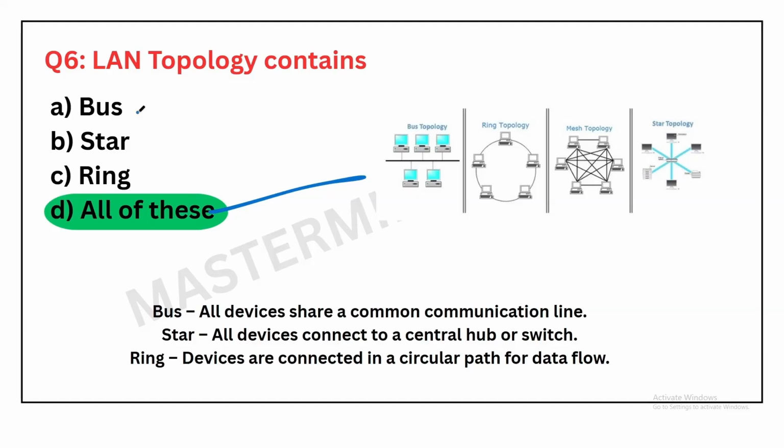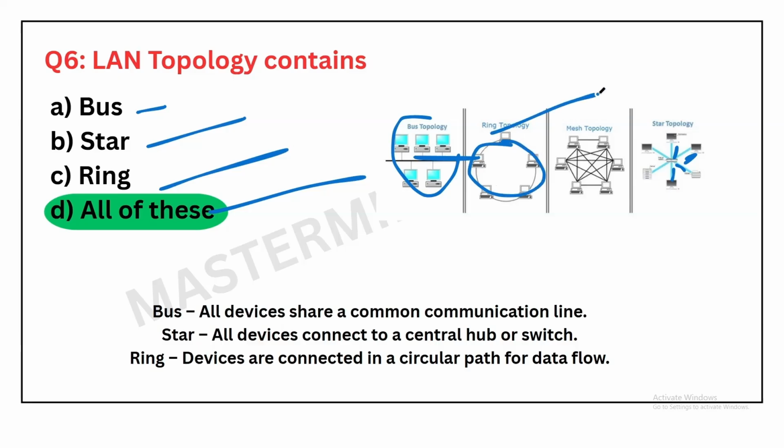In the bus topology, all devices share one common cable for communication. Star topology connects every device to a single central hub or switch for easier control. In a ring topology, devices are connected in a circular loop and data moves in one direction. Each has its own advantages and disadvantages. Bus is simple, star is reliable, and ring ensures orderly data flow.